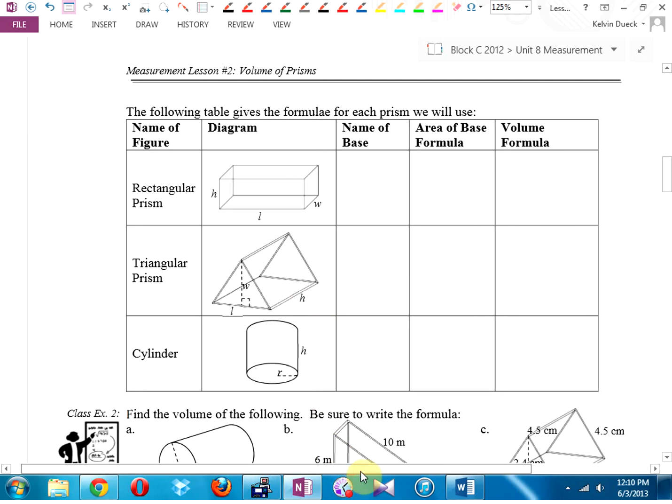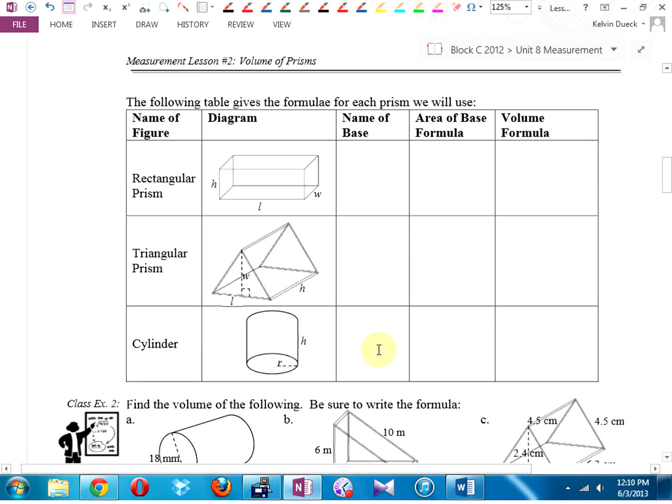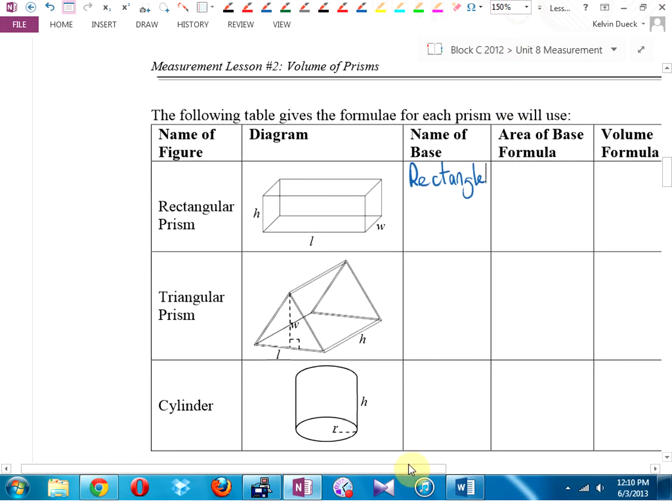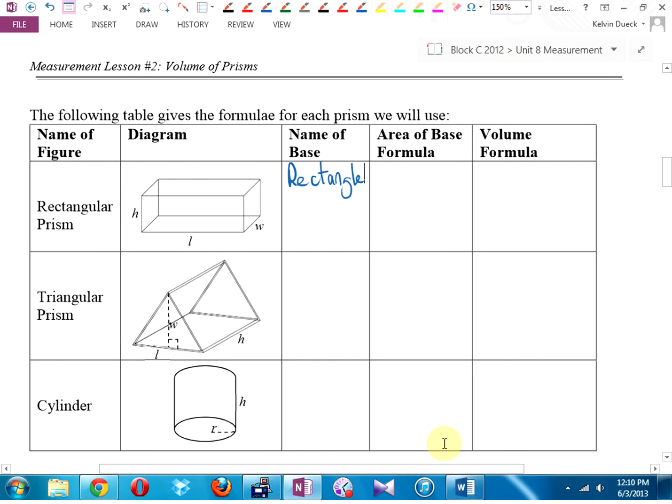So the following table gives the formula for each prism that we will use. This is also on your formula sheet. What's the name of the base of the first one? Rectangle. What is the area of the base? What's the area of a rectangle? Now, I know that is actually on your formula sheet, but this is one that's worth having, I think, up here. What is the area of a rectangle? Then go look it up on your formula. Go find it. Length times width.